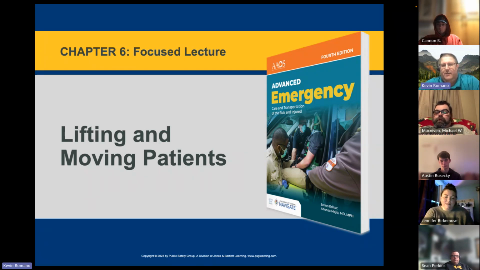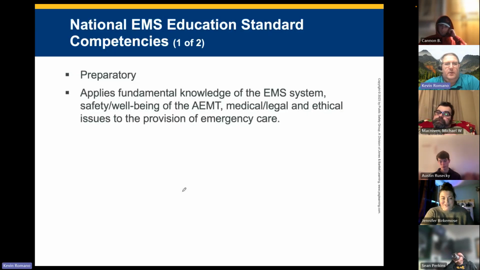With that being said, I don't test a lot on this stuff here, right? To me, this is important, but not as important as learning AMP and different assessment techniques and things like that. All right. So lifting and moving patients. Get my pen back on here and we'll get started.